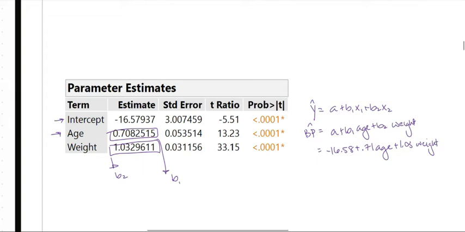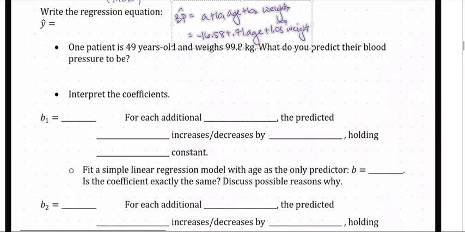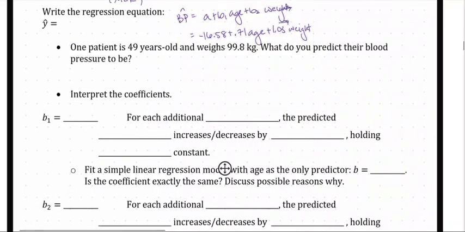I'm going to take this and put it in our notes. So now we have a prediction equation. If one patient is 49 years old and weighs 99.8 kilograms, what do you predict their blood pressure to be?